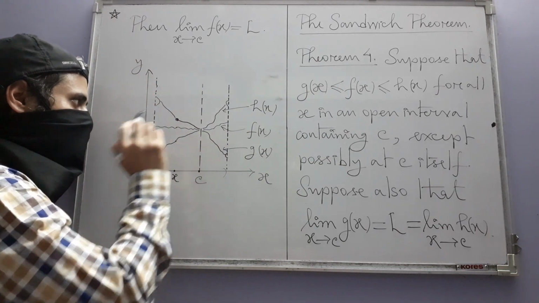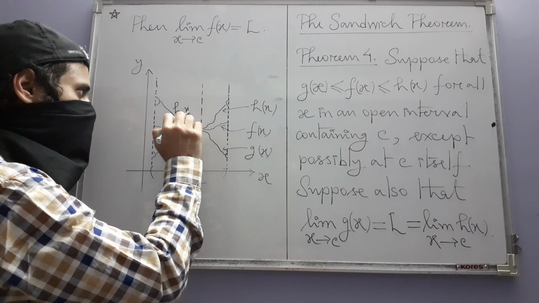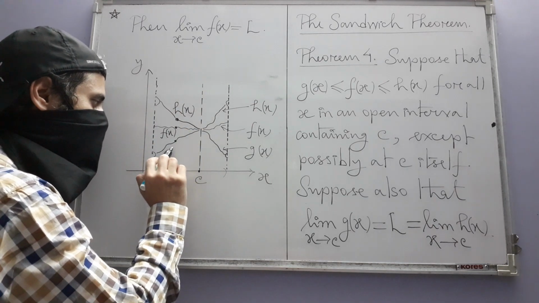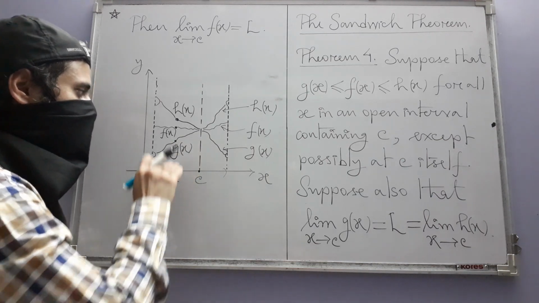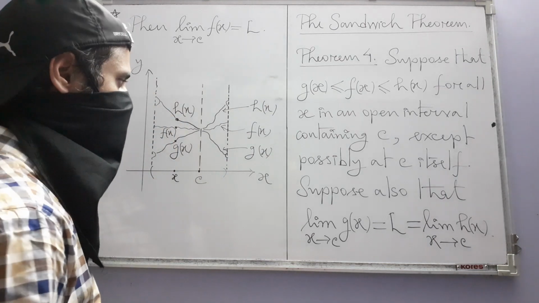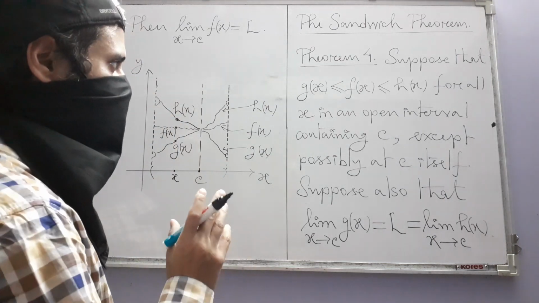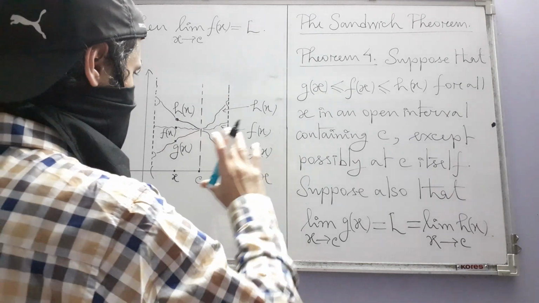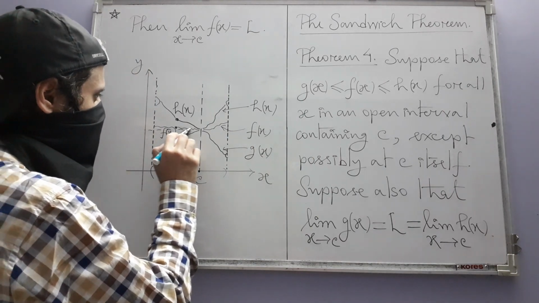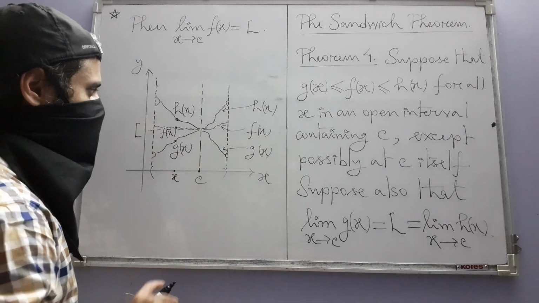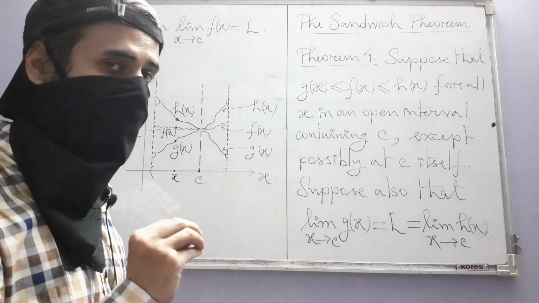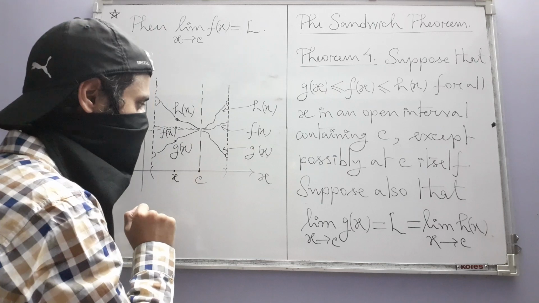this point is h of x, this is f of x, and this one is g of x. So g of x is less than or equal to f of x, which is less than or equal to h of x. So that's why the graphs look like this. Now you understand that if it happens that these two limits are L, so this value is L, then the graphs are going to come very near L as x is nearing C.